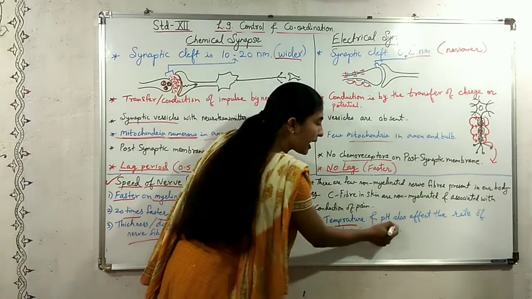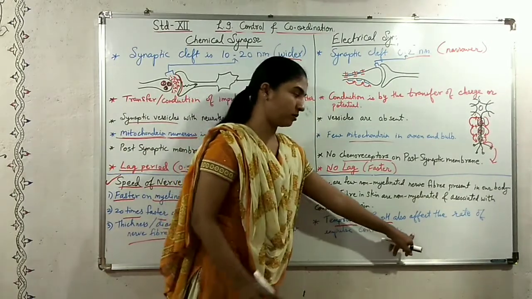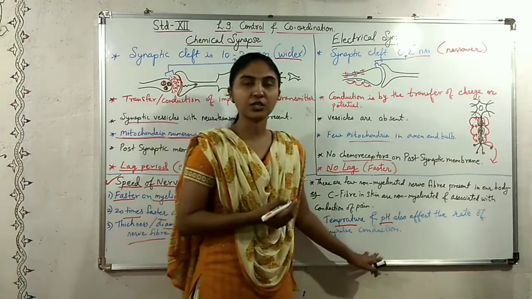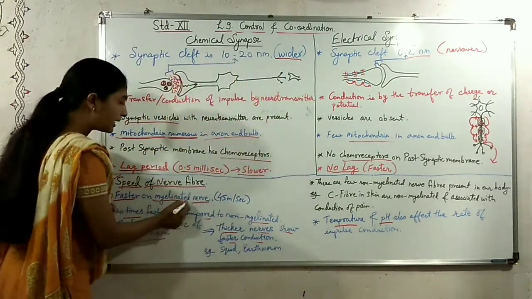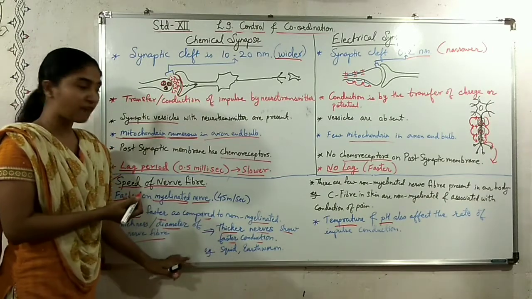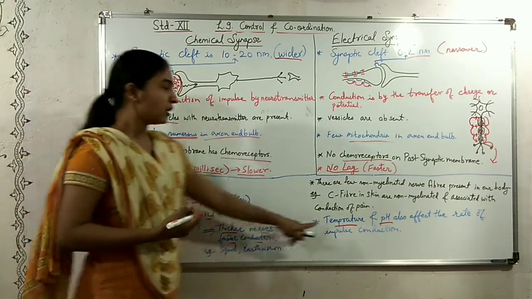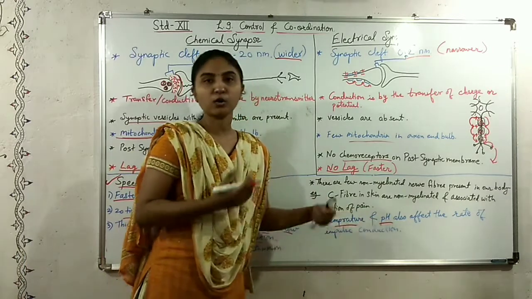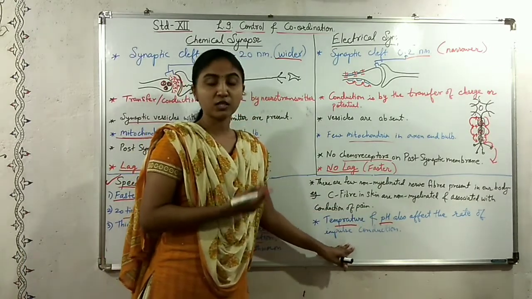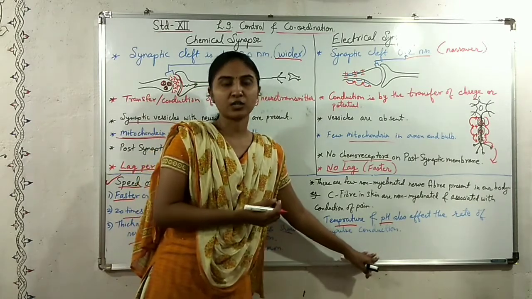The temperature and pH also affect the rate of impulse conduction. So along with myelination and the thickness and diameter of the nerve fibers, the temperature and the pH are also two factors which affect the speed of impulse conduction of the nerve.